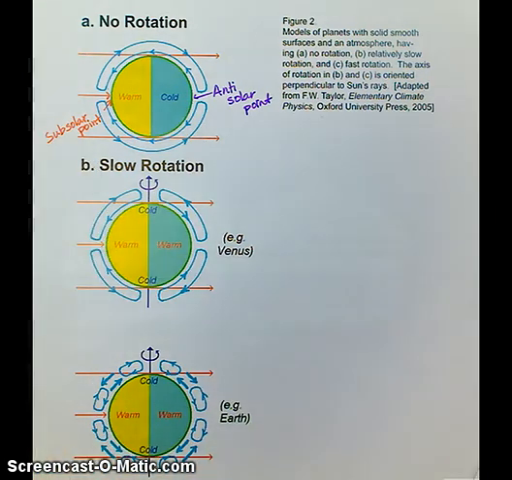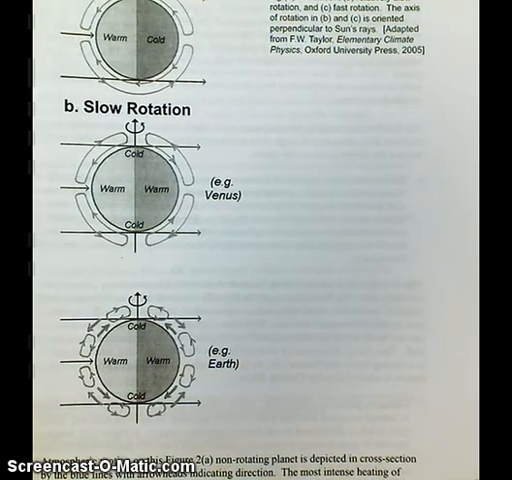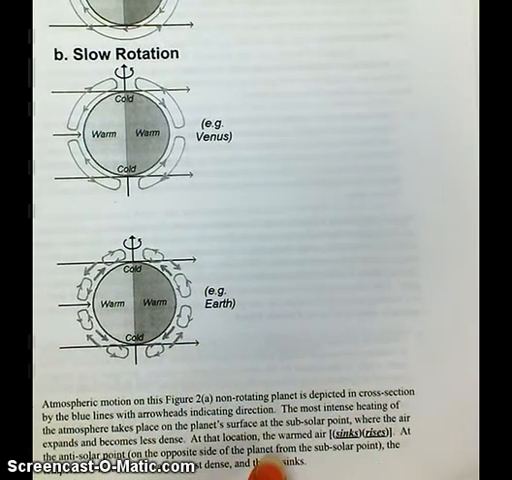All right, so back to question 3. The most intense heating of the atmosphere takes place on the planet's surface at the subsolar point, where the air expands and becomes less dense. At that location, the warm air... Okay, so I'm down here answering the question.